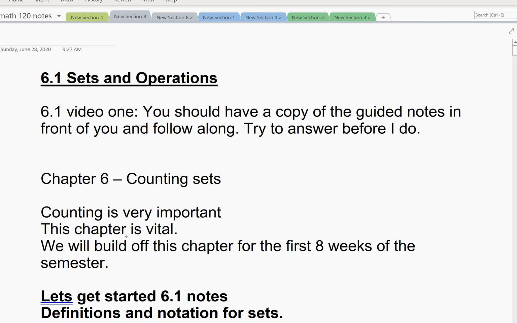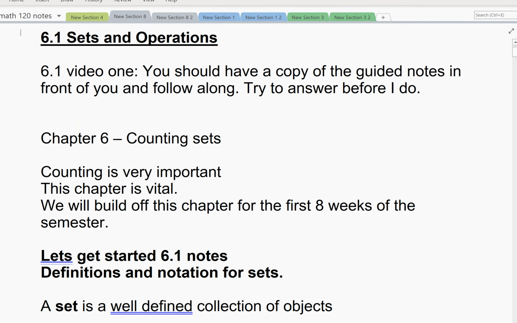Alright, so we're starting our set of notes here in counting and probability. Counting and probability starts with first just a basic understanding of set notation and set operators. This is sort of the first video.